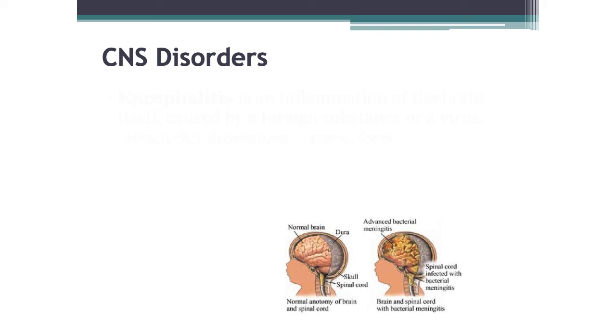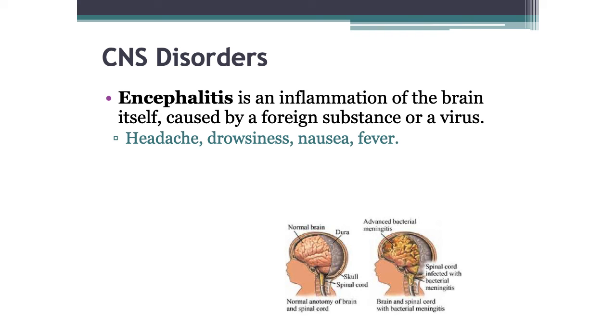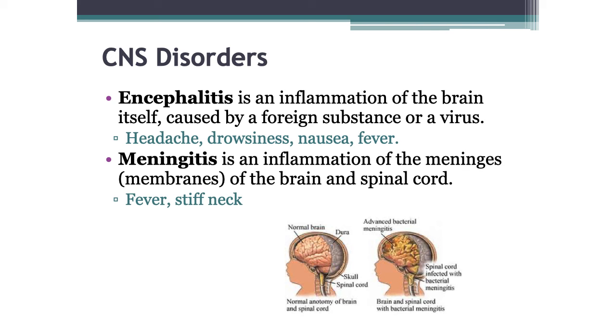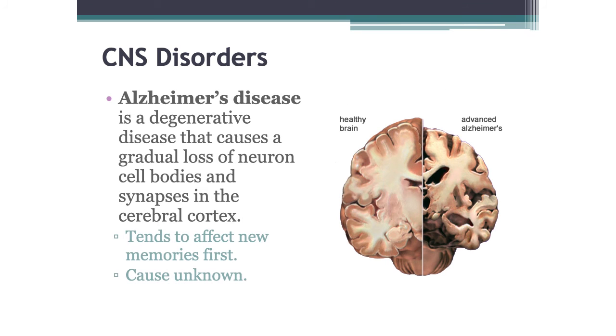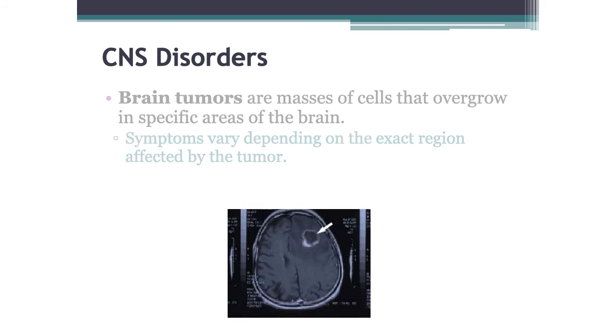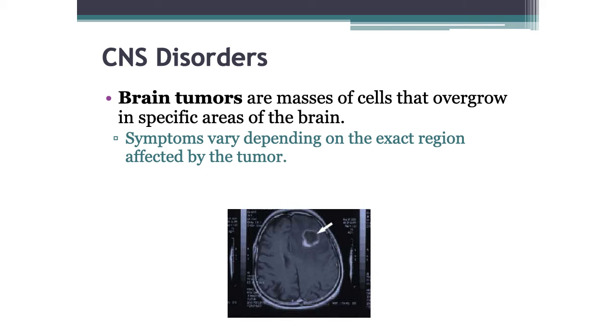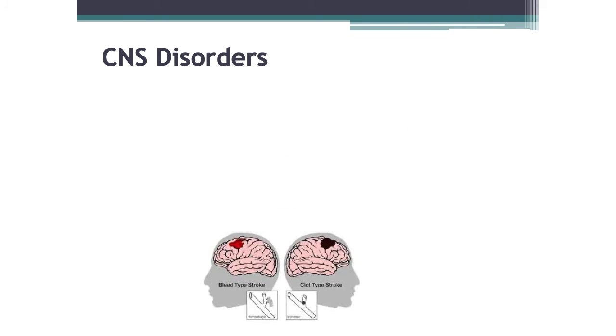So CNS disorders. Encephalitis is an inflammation of the brain itself caused by a foreign substance or virus. Headache, drowsiness, fever. Meningitis is an inflammation of the meninges of the brain and spinal cord. You get a fever and a stiff neck. Another is Alzheimer's, a degenerative disease that causes gradual loss of neuron cell bodies and synapses in the cerebral cortex. Tends to affect new memories first. Cause unknown. Brain tumors are masses of cells that overgrow specific areas of the brain. Symptoms vary depending on the exact region affected by the tumor.